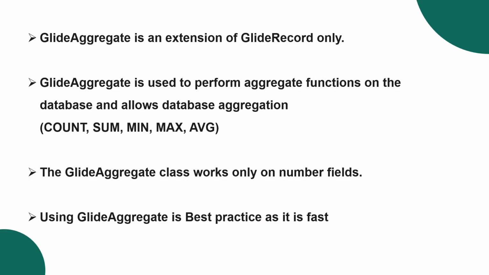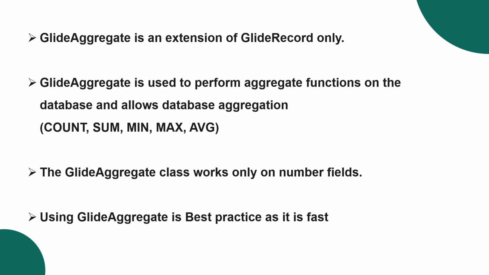So GlideAggregate is an extension of GlideRecord only. It is basically used to perform all the mathematical operations like getting the count, sum, min, max, and the average. GlideAggregate class works only on the number fields.